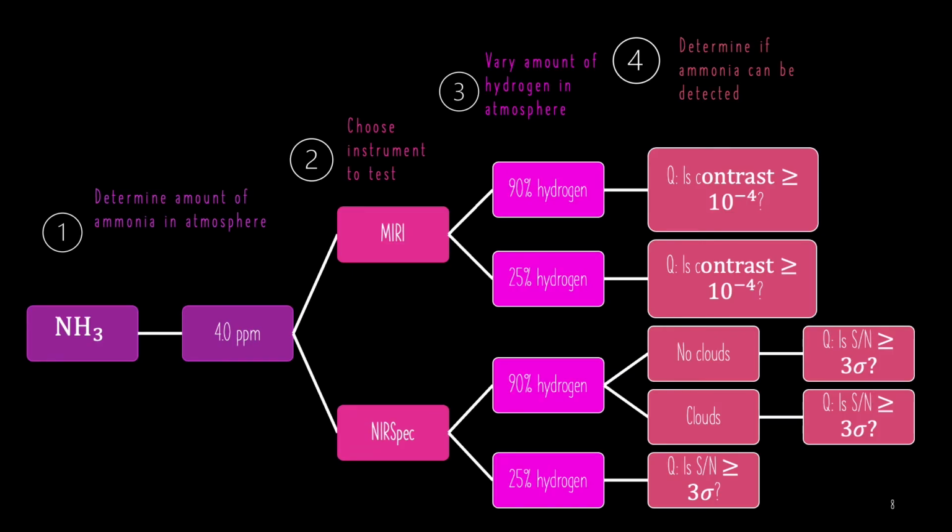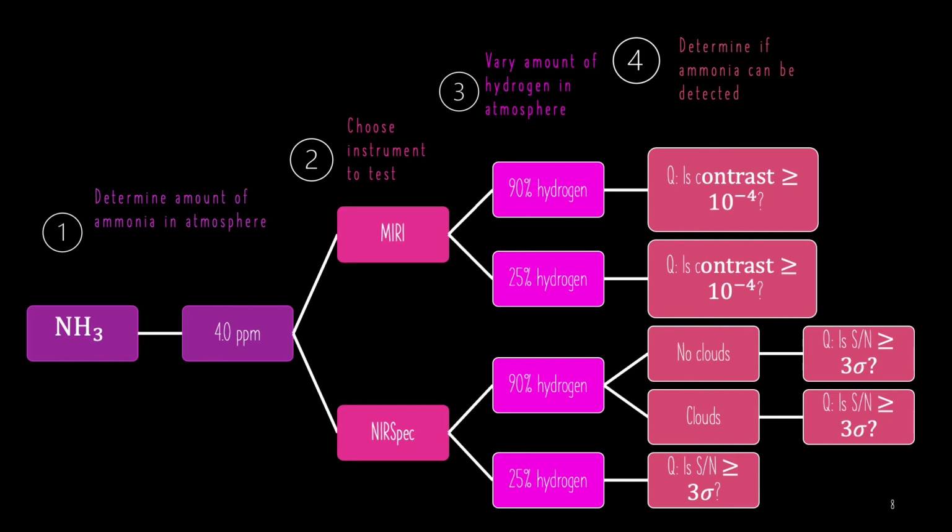So this slide encompasses basically the structure of this research project. The first step is, after we've built the spectra, we determine the amount of ammonia in the atmosphere. And we start with a base amount of 4.0 ppm in the atmosphere. That's step 1. And so step 2, we select an instrument to test.